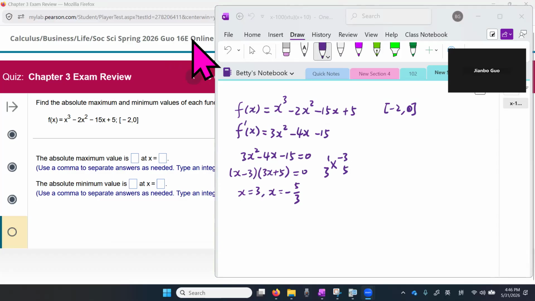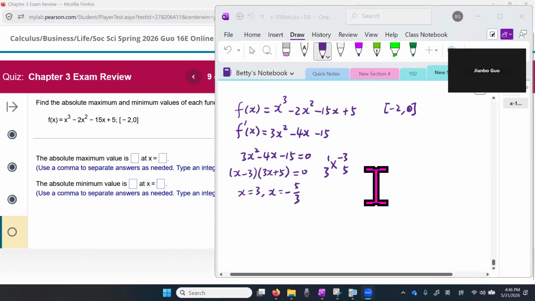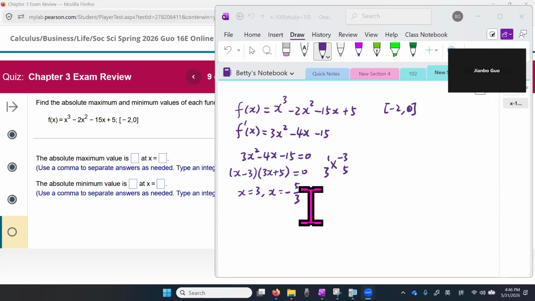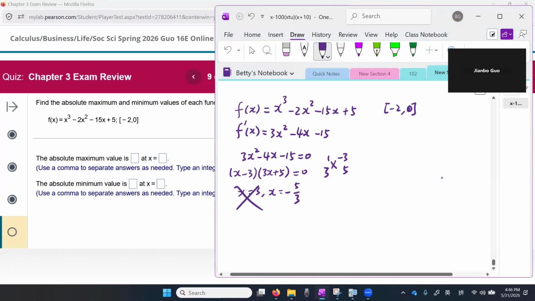Okay. Right. So the function has two critical values, 3 and -5 over 3. -5 over 3 is about negative 1.7, so it is in the interval, but 3 is not in the interval. We don't have to consider that.